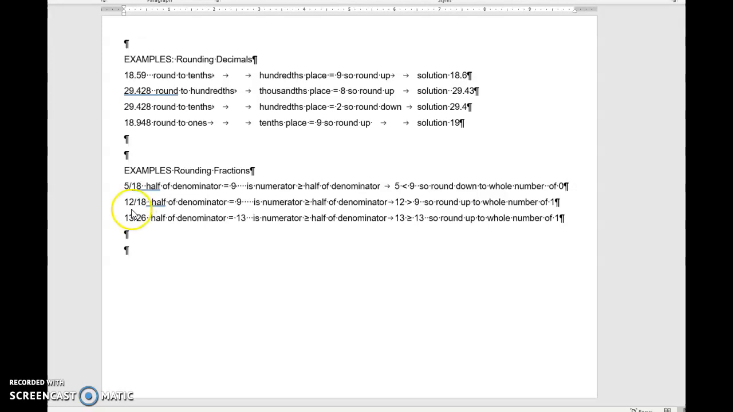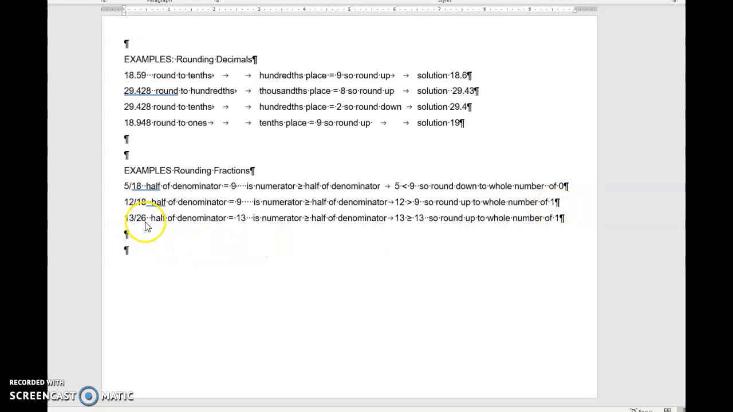Now 12/18, we're going to take half of the denominator again. That's still 9. Our rule says, is the numerator greater than or equal to half of the denominator? So our numerator is 12. Half of the denominator is 9. So in this particular case, 12 is greater than 9. So we're going to round up to the whole number of 1.